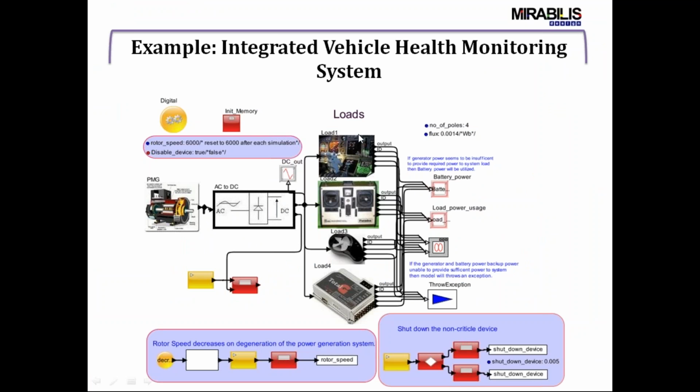Okay, and here's one more interesting demo example that I wanted to talk about: understanding the inconsistencies in the coils of a permanent magnet generator itself. In this case, this is a module that is part of an integrated vehicle health monitoring system for an aircraft. We have a PMG, an AC to DC converter, and then multiple loads that are connected to the system platform itself.